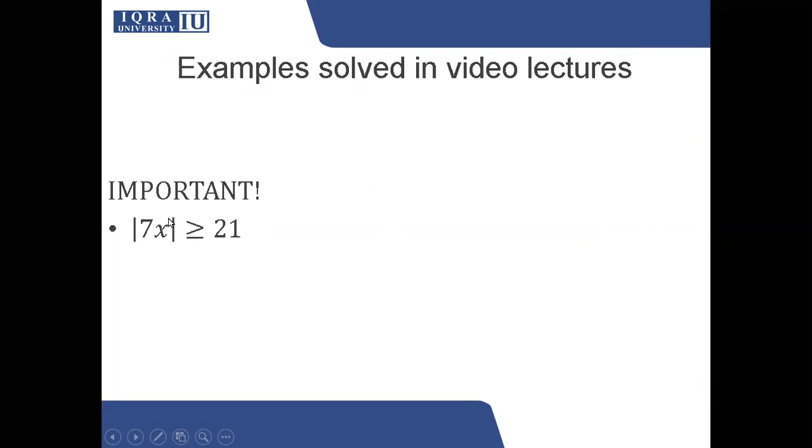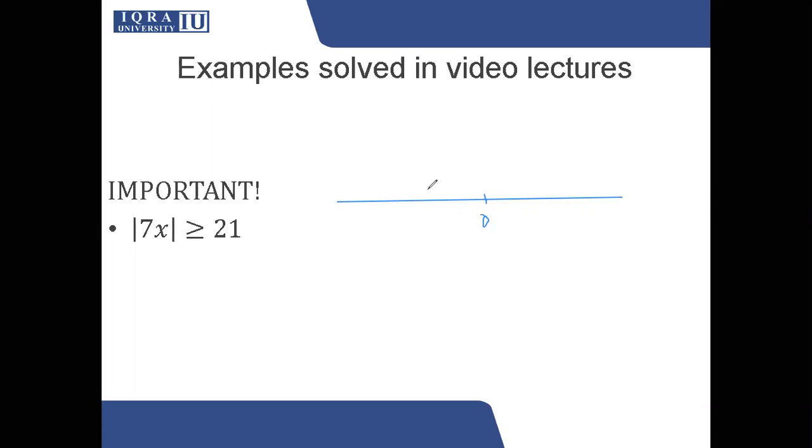then these are some important examples. The absolute value of 7x is greater than or equal to 21. So let me just try to draw a number line here real quick, right? And this is the number 0, right?